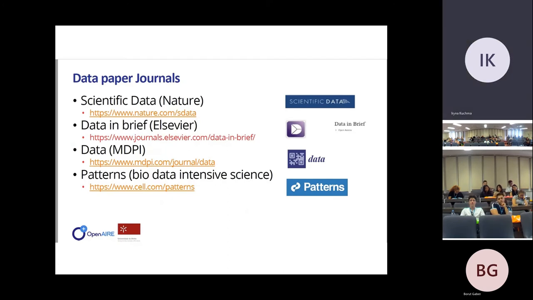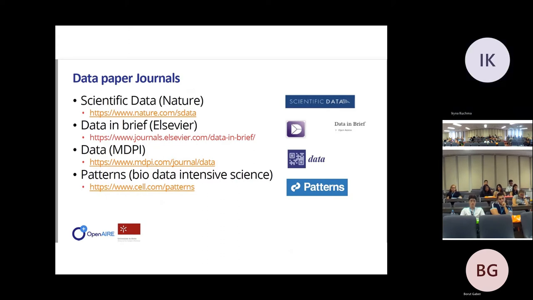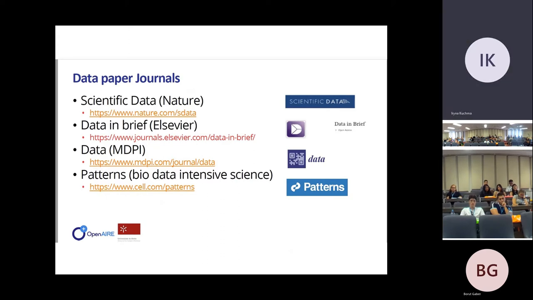Some journals also publish so-called data papers. And data papers are something in between a well-described data set and a real journal article, because you might still be in the process of your research, so you don't have a published article yet, but you already have some results that you would like to share as a data set.